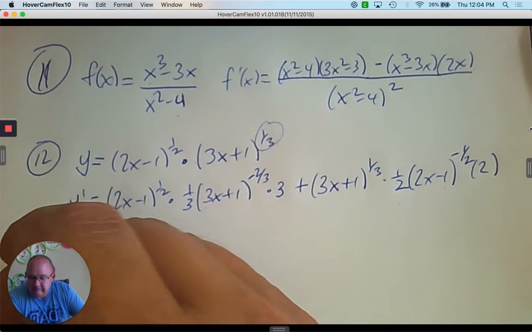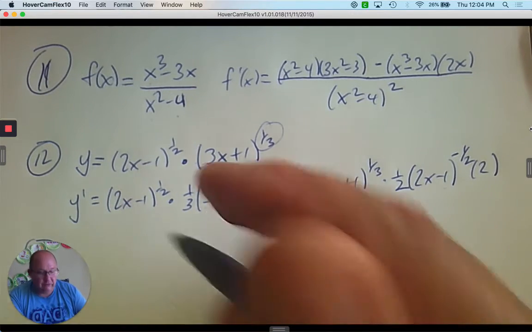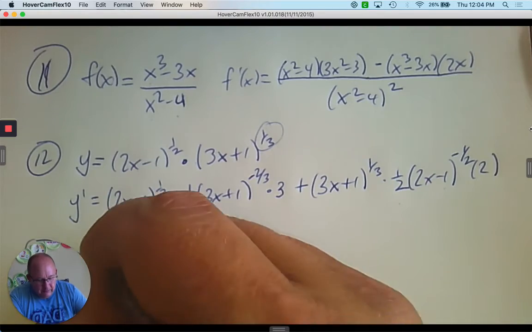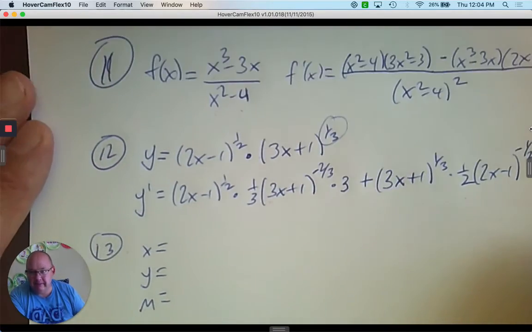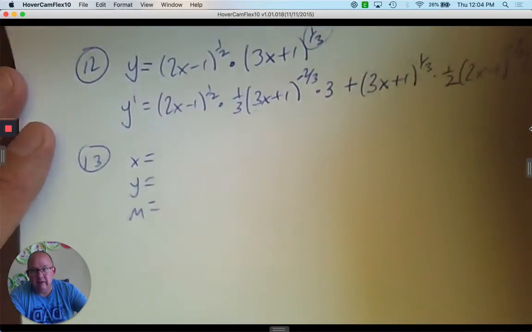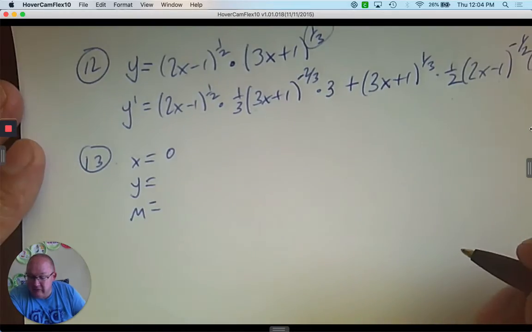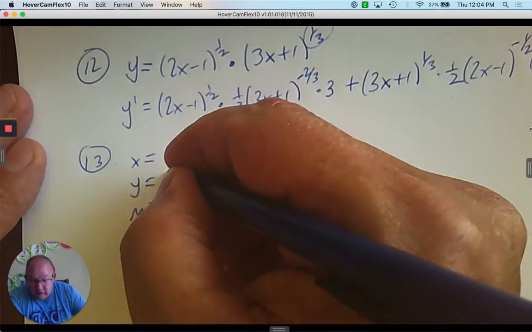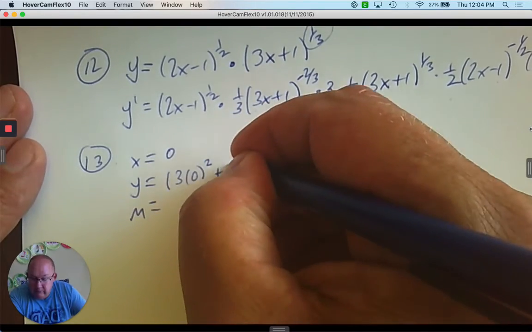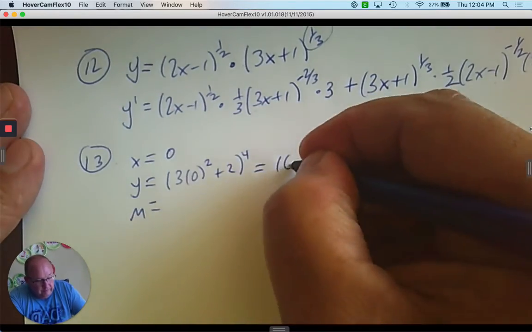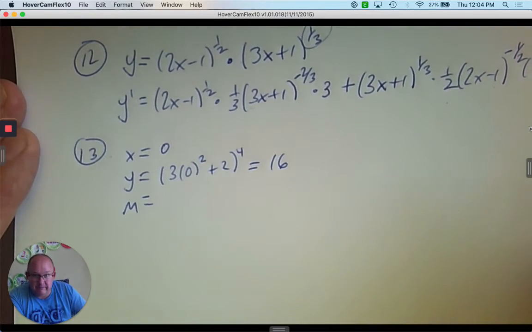Number 13. Find an equation of the tangent line. So whenever I hear that, I want to write down what x equals, what y equals, and m equals. So I have a good, simple little template here to work from. So in the question, does it give you the x coordinate? Yes, it's 0. Does it give you the y coordinate? No, but could you solve for it? So we're going to go 3 times 0 squared plus 2 to the 4th. So 3 times 0, 0, 2 to the 4th is 16.